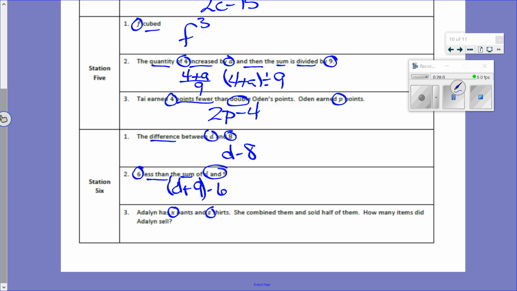Adeline has X pants and S shirts. She combined them and sold half. How many items did Adeline sell? So combining them, X plus S, half means I'm dividing by 2. Any questions on any of those?